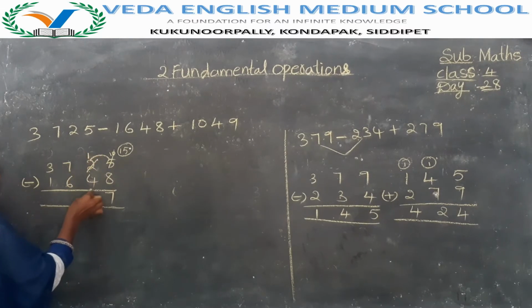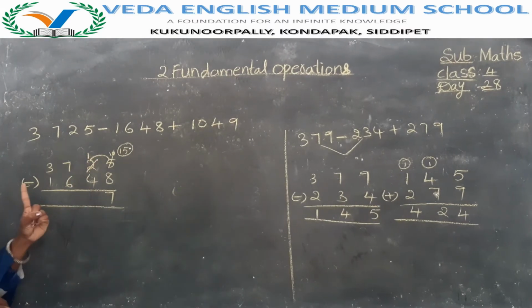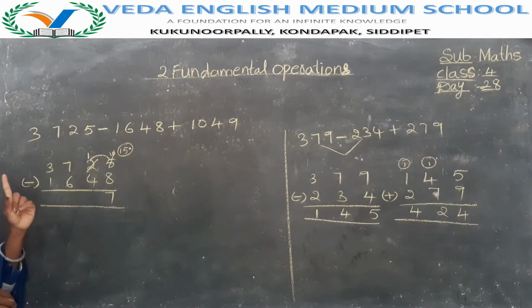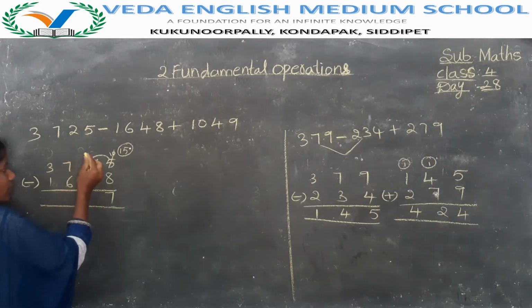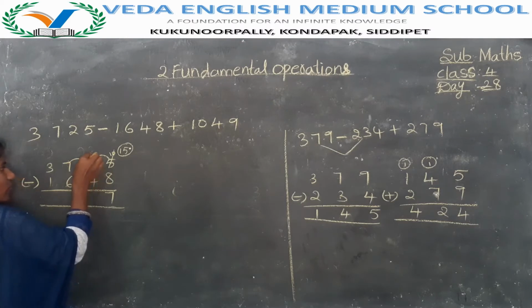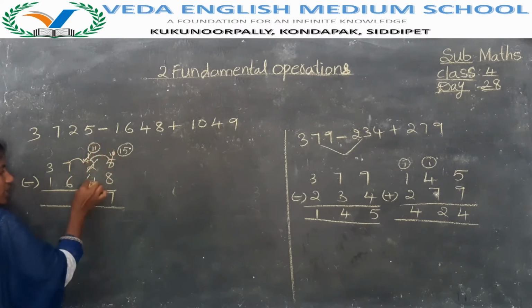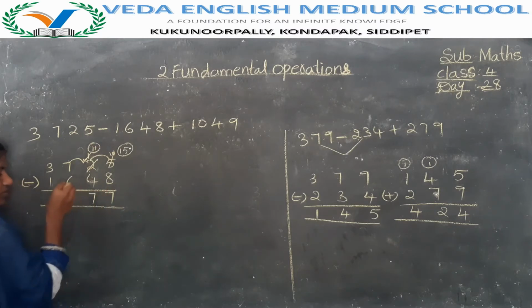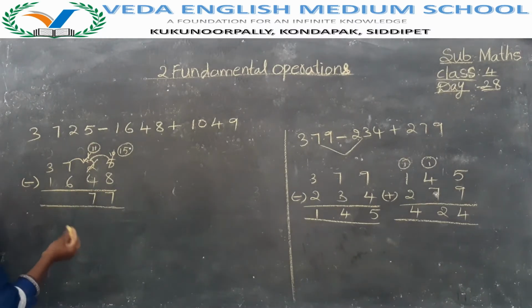Is 1 minus 4 possible? Is 1 minus 4 possible? Is it possible to subtract 4 from 1? No. If that is not possible, then again you have to take borrow. Take borrow from 7. Here the borrow is 10. Already here we have 1. So 10 plus 1 total it gives 11. 11 minus 4 is 7. Okay. Then come to the next number.